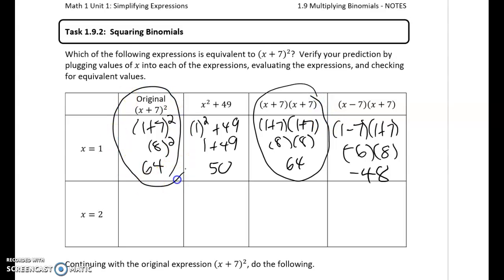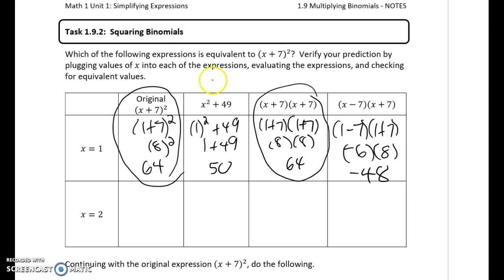All right, so these two are equivalent. This is going to prove to you, hopefully you can remember this, that when you square anything, here we're squaring x plus 7. Squaring means we're going to multiply that base times itself. So here we're doing that same thing that the original expression is saying: we're going to take x plus 7 and multiply it times itself twice.